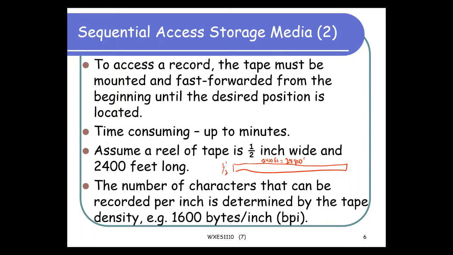Let's say a record is 160 bytes long and 10 records can be stored on 1-inch tape. You want to see the example? You have a record of 160 bytes long and 10 records can be stored in 1-inch tape. We're going to see an example after this.